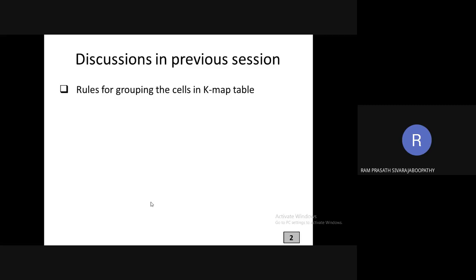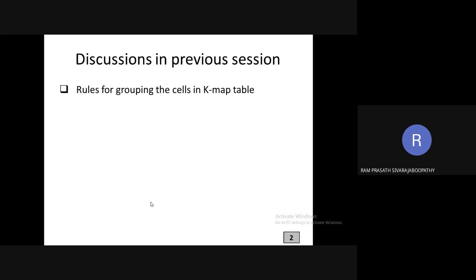Can you type it in the chat? What are the rules you still remember? What about the number of ones in the K-map cell grouping? Kindly type it in the chat. How many ones do I need to group? Powers of 2.